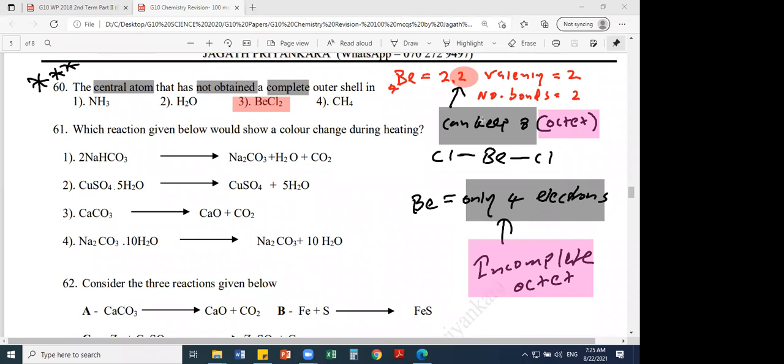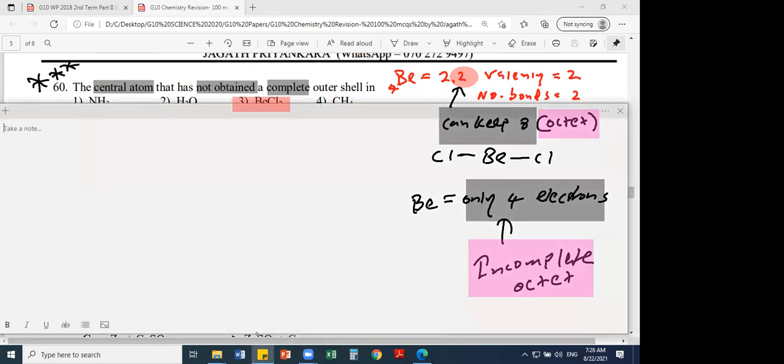Can keep 8. You know the shells can keep 2, 8, 18. The second shell of any atom can keep a maximum of 8 electrons. If the second shell is completed, that is very stable. Therefore, beryllium chloride is not. Most of the group 2 and group 3 elements will have this problem. But if you draw all the others, you will get a completed one. The outermost shell will be full. Now, for example, I'll draw ammonia.